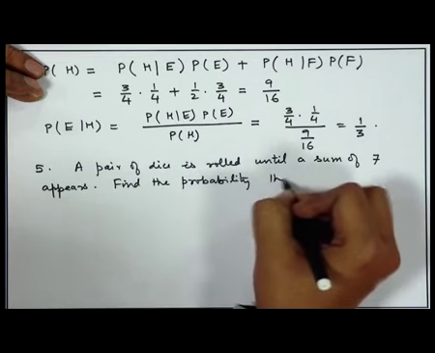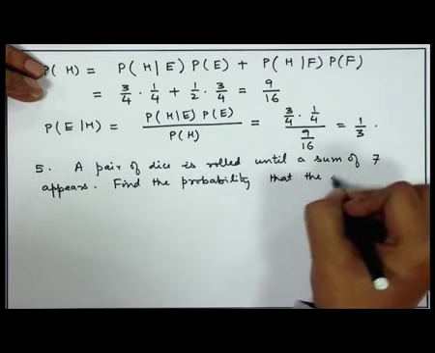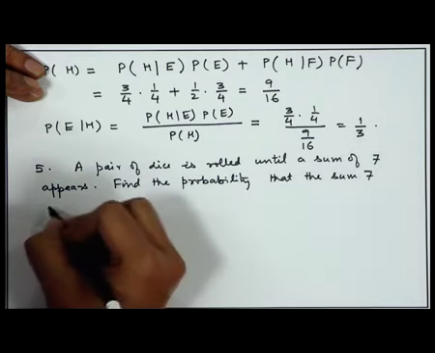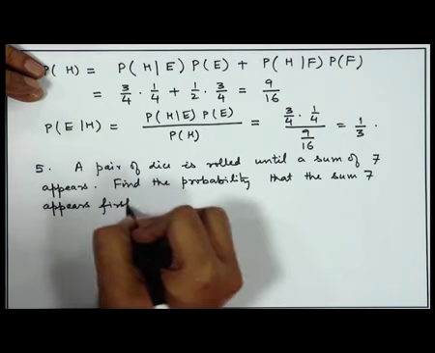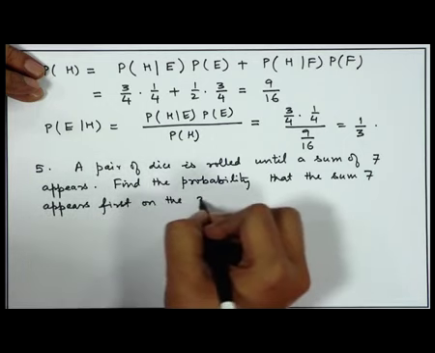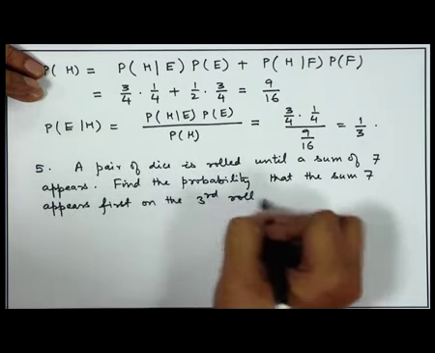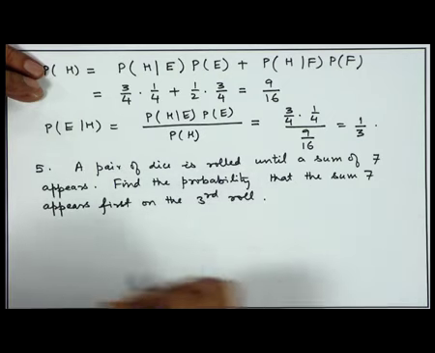that the sum 7 appears first on the third roll. Okay.